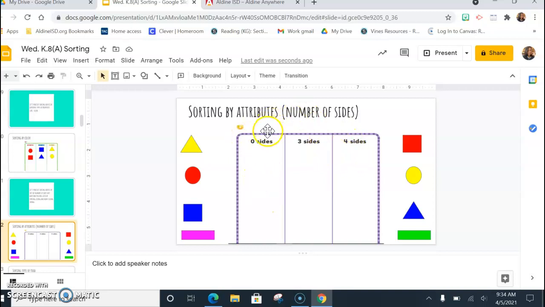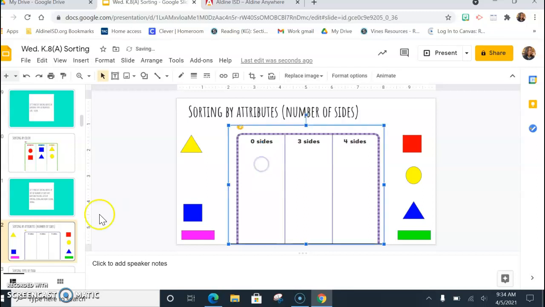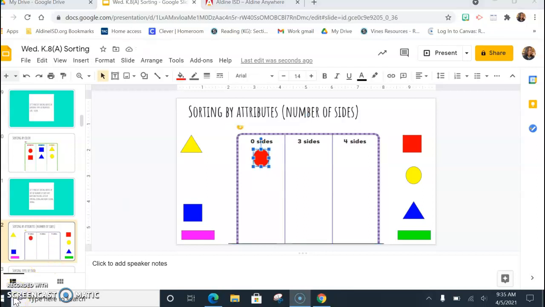For example, this box is going to show you 0 sides. Which shape has 0 sides? A triangle, a circle, a square, or a rectangle? A circle. So Miss Blanks is going to put a circle in 0 sides because it has 0 sides. Okay, so you're going to finish doing the 0 sides, and then you're going to go to the next category, which is 3 sides, and then the last category, which is 4 sides.